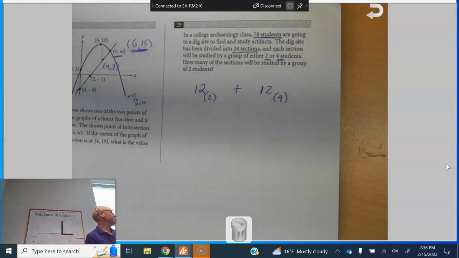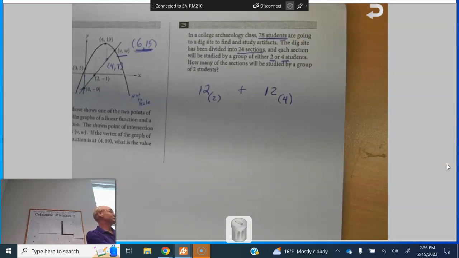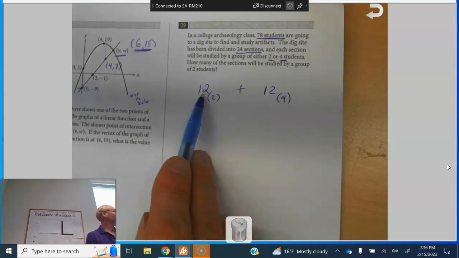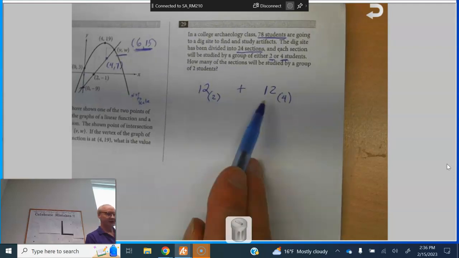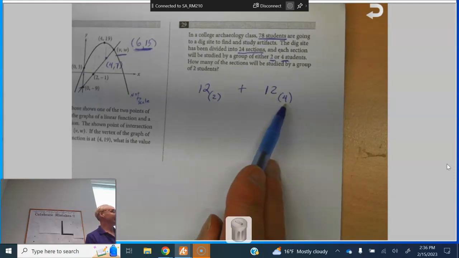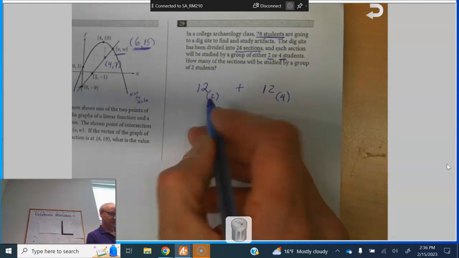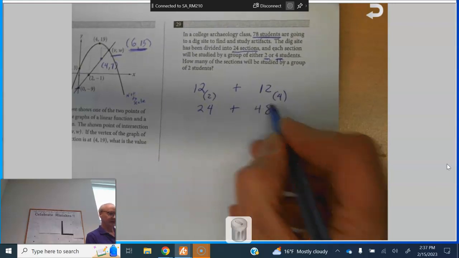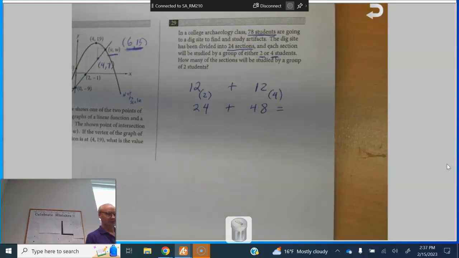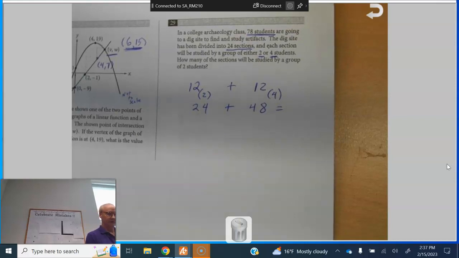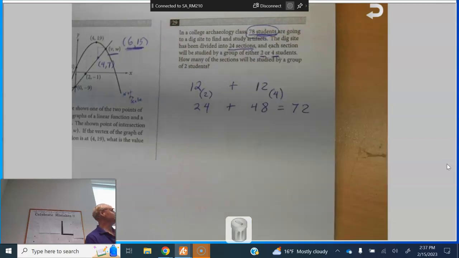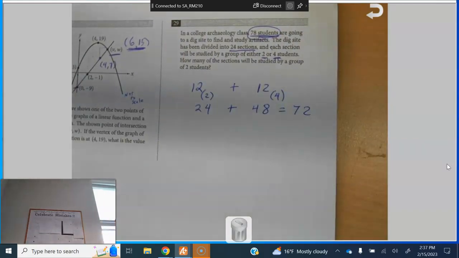I decided to try the middle one. I actually did it this way before, and I thought I had the right answer on the first try. 12 groups of pairs and 12 groups of 4. Will that give me enough for the students? $24 plus 48. How many? $72, but it says I have 78 students. Do I need more or less groups of 4?